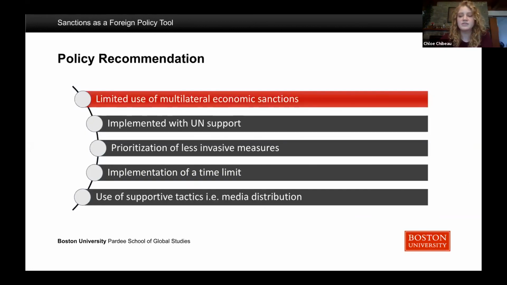My recommendation is limited use of multilateral economic sanctions. Sanctions must be implemented in coordination with the United Nations, unless impossible, such as in the case of Russia. Less invasive measures, such as diplomatic sanctions, must be used primarily and only increased to economic sanctions when necessary. A time limit should be implemented to make sure sanctions are implemented only as long as they are still effective. Additionally, supportive tactics such as aid programs and media campaigns to increase access to translated international media should be implemented. This policy option is what I recommend to optimize efficiency of sanctions and to minimize humanitarian cost.